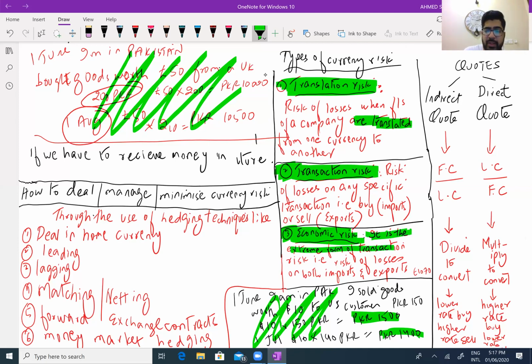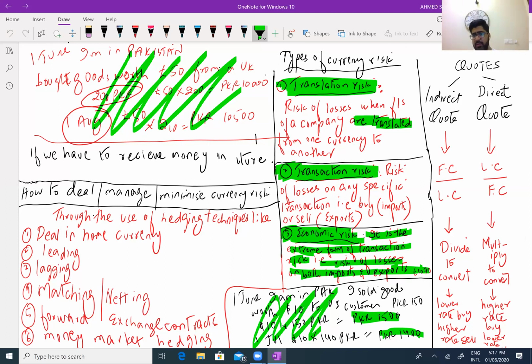Economic risk is the extreme form of transaction risk, that is, risk of losses on both imports and exports. Now, if you import, buy, the rates go up. And when you export, sell, the rates go down. If you're exposed to both risks, both buying and selling transactions are resulting in loss. This is called economic risk. All these are currency risk, remember.